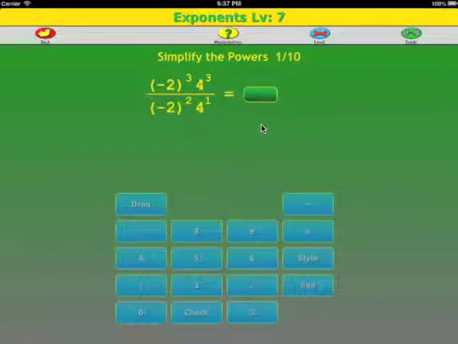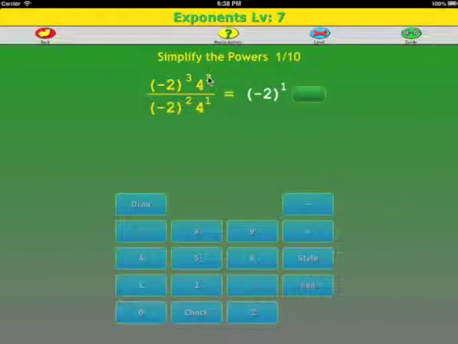Let's do an example. Here we have minus 2 to the power of 3 divided by minus 2 to the power of 2. So that's minus 2 to the power of 3 minus 2. Minus 2 is our base. 3 minus 2 is 1.